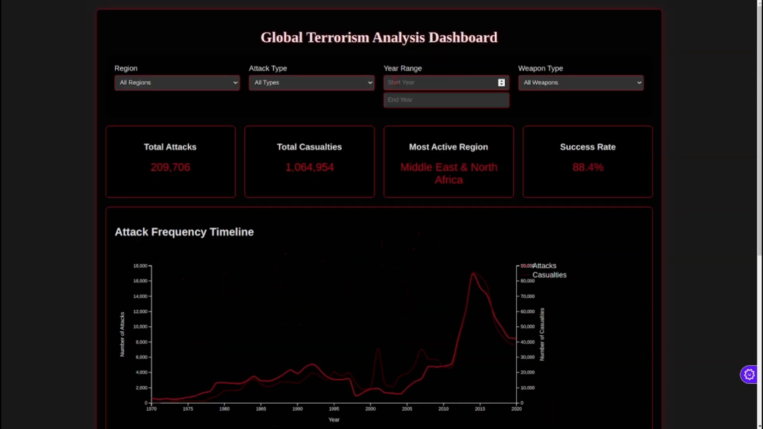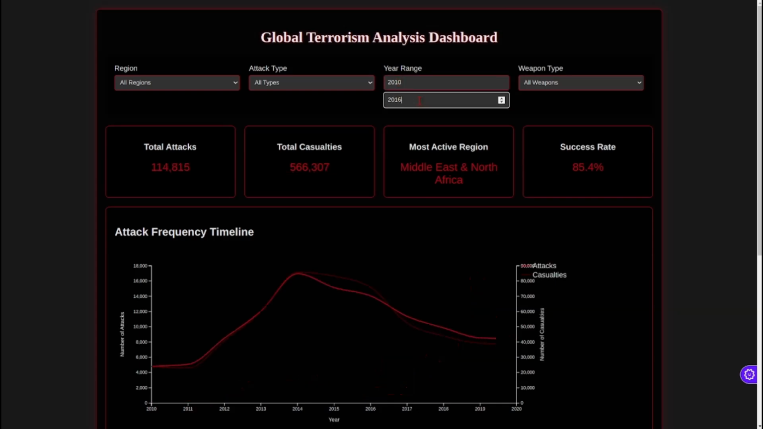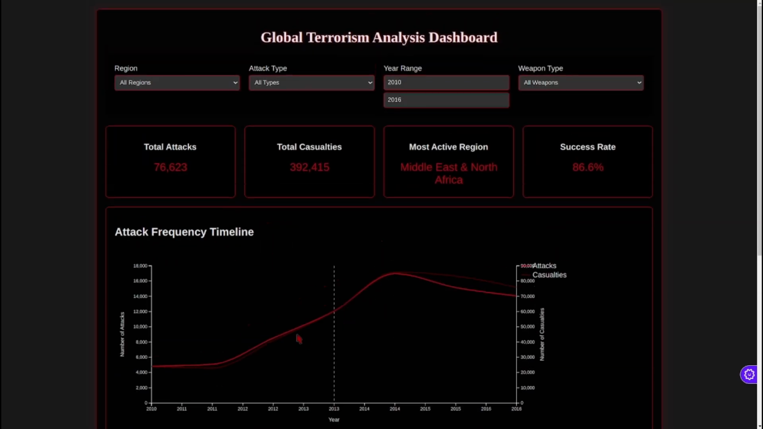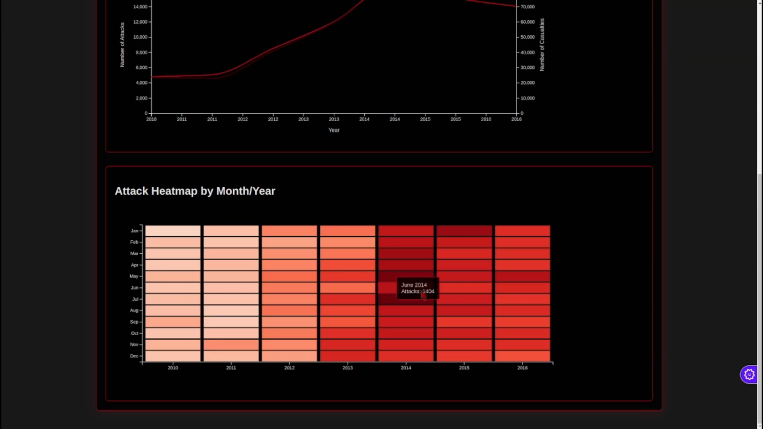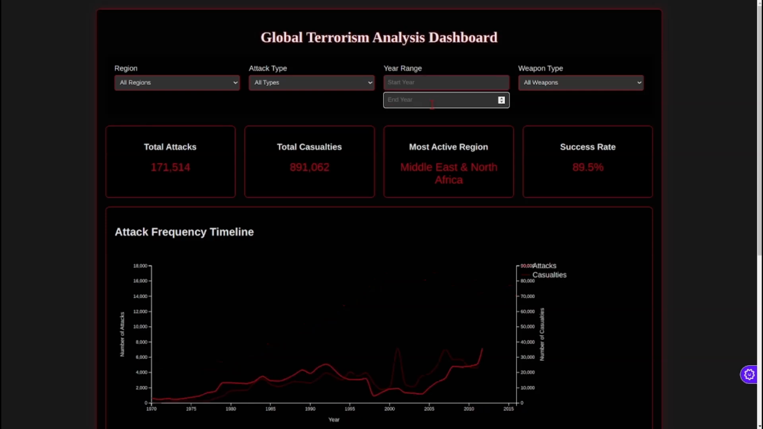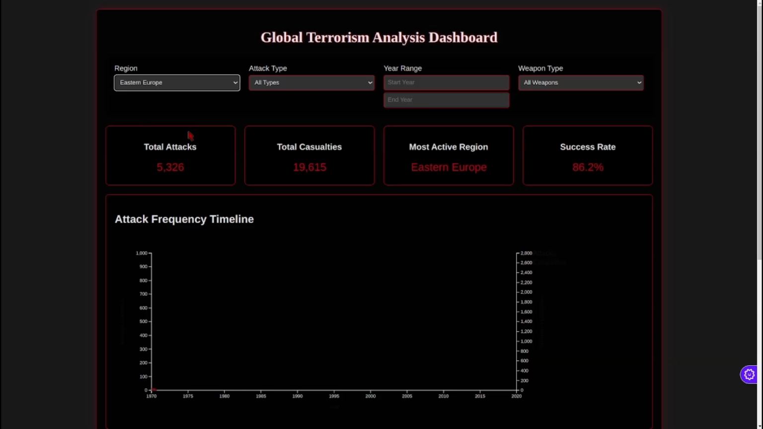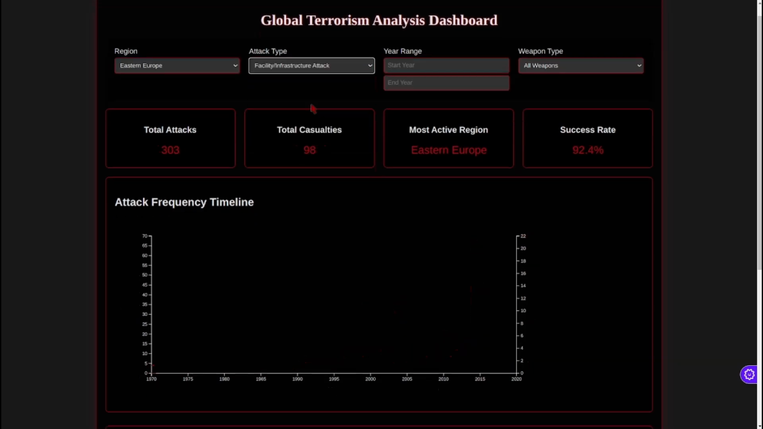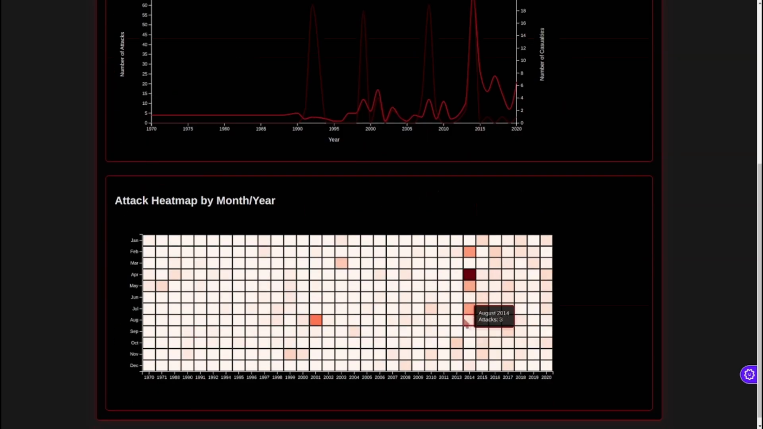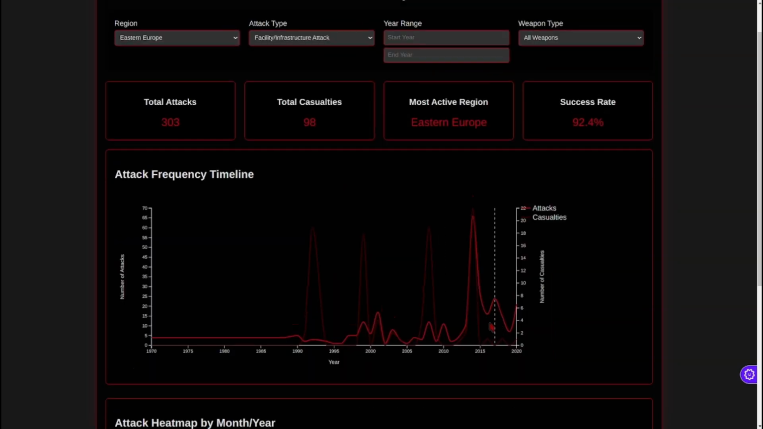Our heat map visualizes monthly variations, revealing seasonal patterns. For example, data suggests that terrorist incidents tend to peak during the summer months, possibly due to weather conditions and operational factors. Users can refine the view by region or attack type, enabling tailored analysis. The analysis not only shows overall trends but also underscores a post-2018 decline, likely reflecting improved counterterrorism efforts.